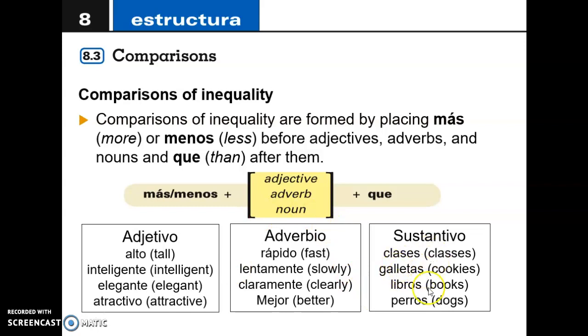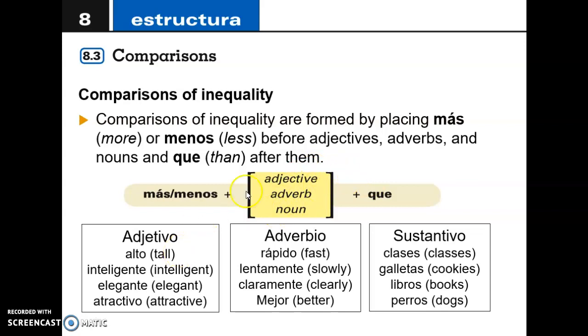Now we go to sustantivos. Sustantivos, those are nouns. So what about I want to say that I have more books than you do? Yo tengo más libros que tú. So we're still going to continue using the same structure, okay? In here we can use más or menos based on whatever we want to say, and then an adjective, an adverb, or a noun, plus the word que to do comparisons.